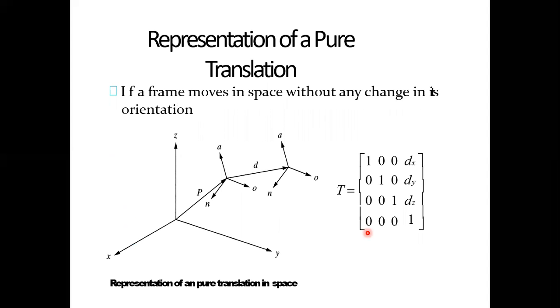So, representation of a pure translation. If a frame moves in space without any change in its orientation, there is no change in the orientation, only translation. It is the same vector, but it moves by the distance d. We can write the first row as 1 0 0 dx, and the remaining values as 0, because it represents a value along x only. So the remaining value will be 0, the same here 0 1 0 0, and the same here 0 0 1 0.